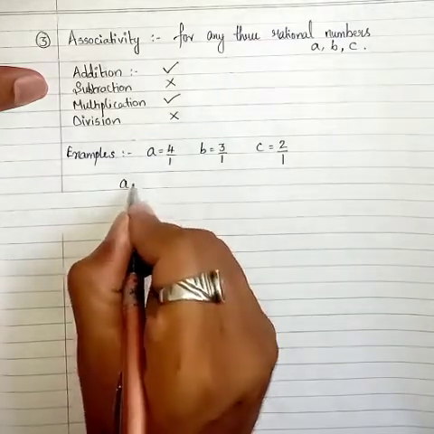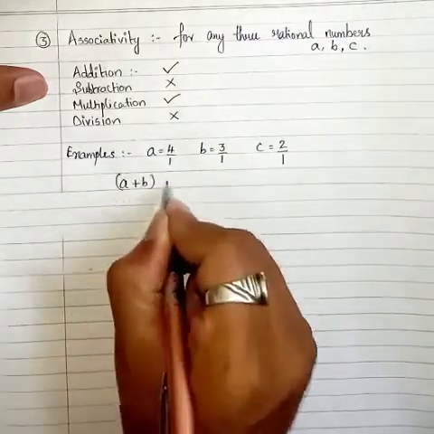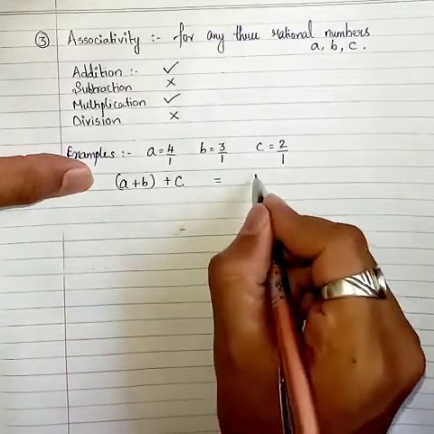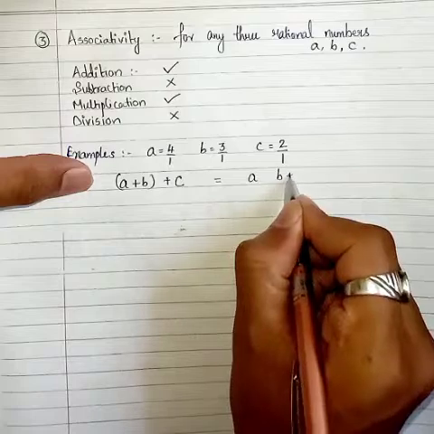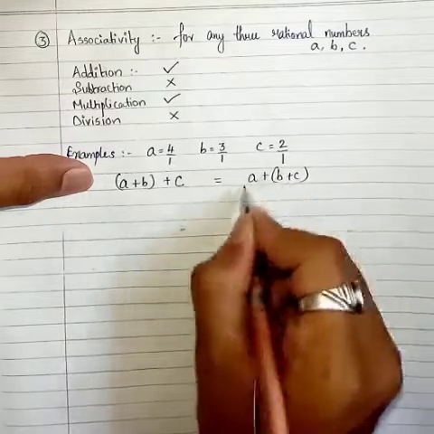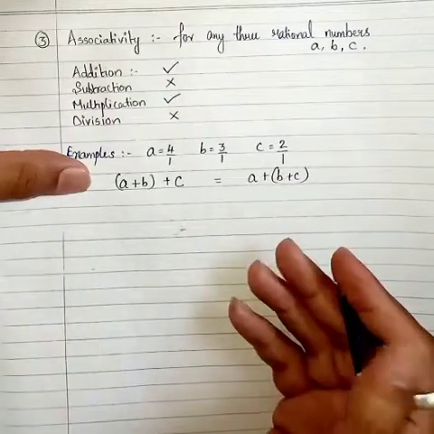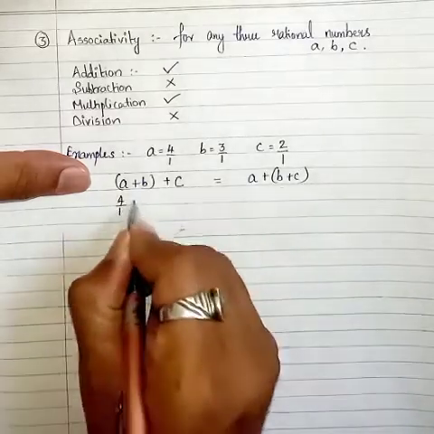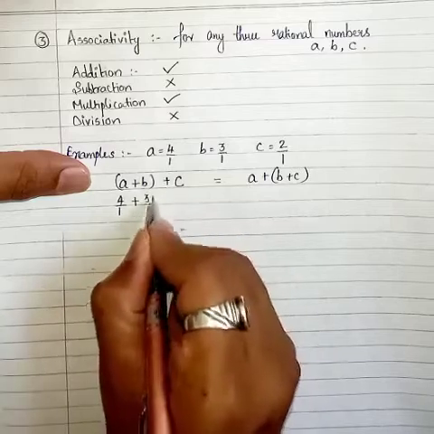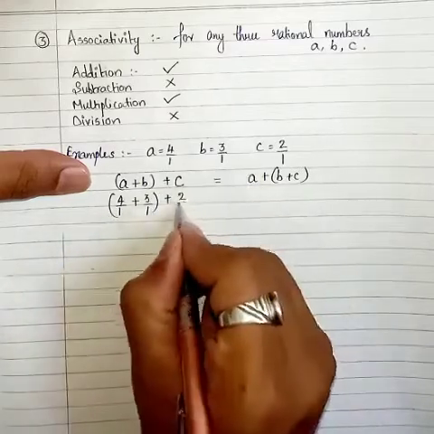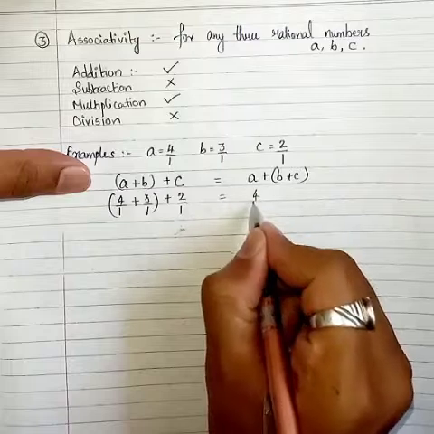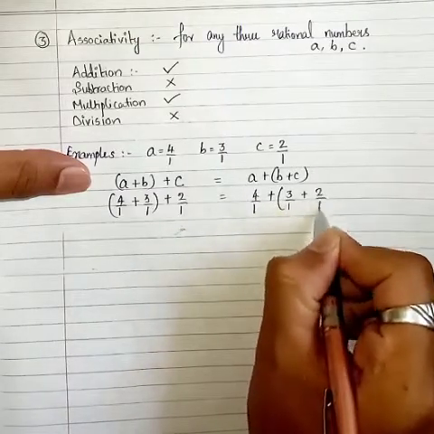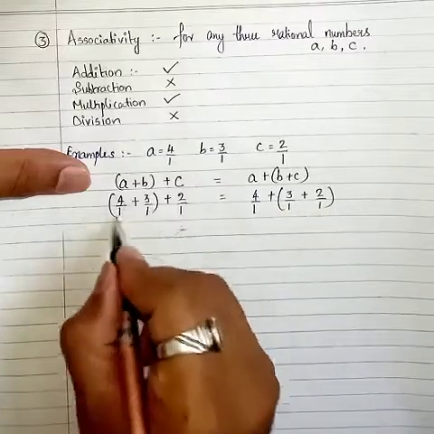First I will try to add these 3 numbers in any order. That is, first I will add a with b, and then to the result I will add c, and then I will try to add b and c first, and to the result I will add a, and I will try to find out whether these both are equal or not. So keeping the values, in place of b 3 by 1, in place of c 2 by 1, here also 4 by 1, in place of b I will keep 3 by 1 and 2 by 1.